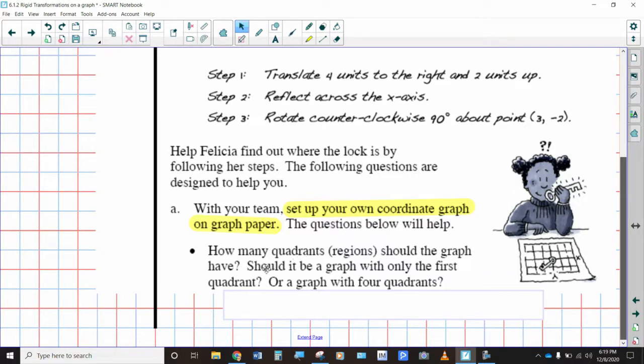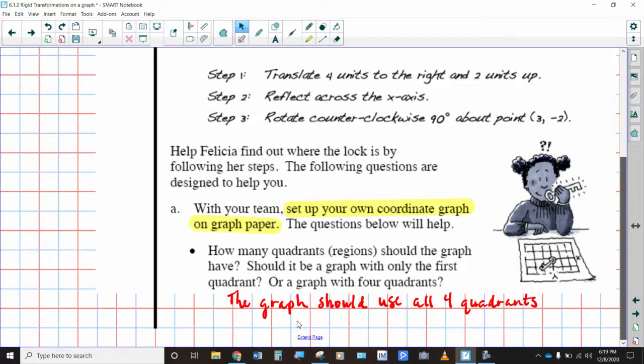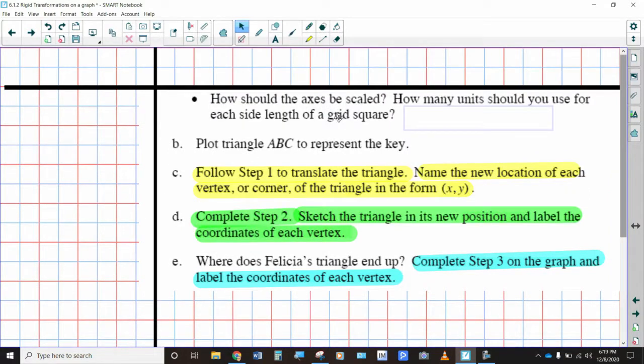How many quadrants should the graph have? Should we just do the first quadrant? Should we just do the upper half of the graph? And my suggestion is no, let's make sure that we create a 4-quadrant graph. And then how should it be scaled? What do you want your counting sequence to be like on your x and your y axis?